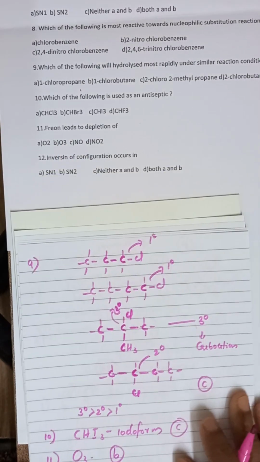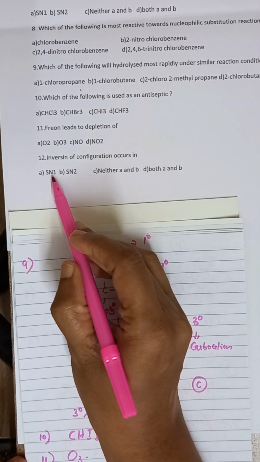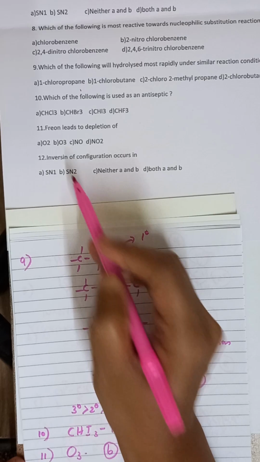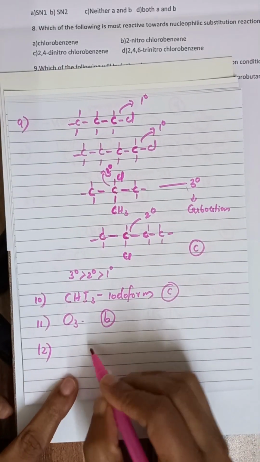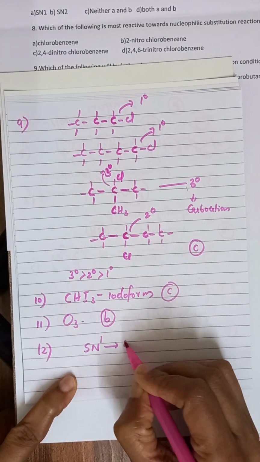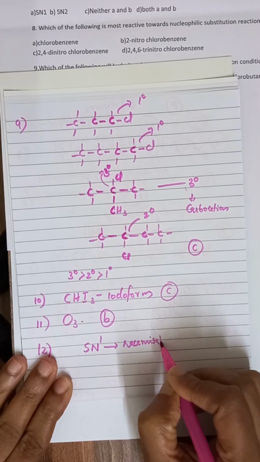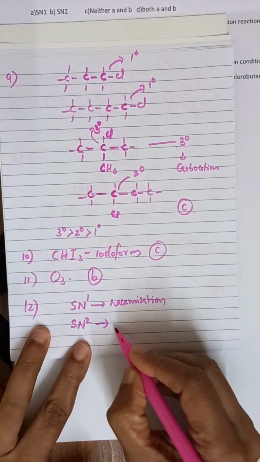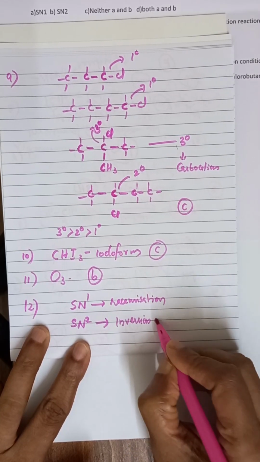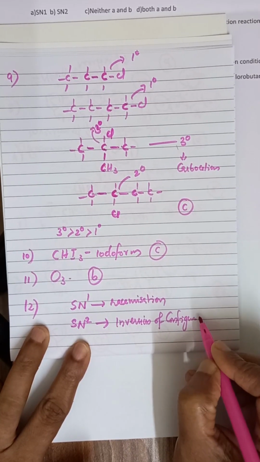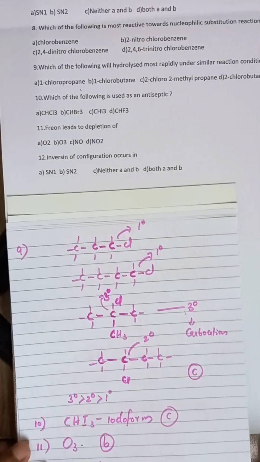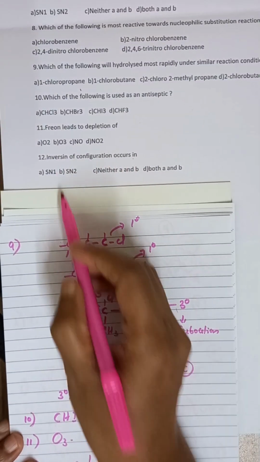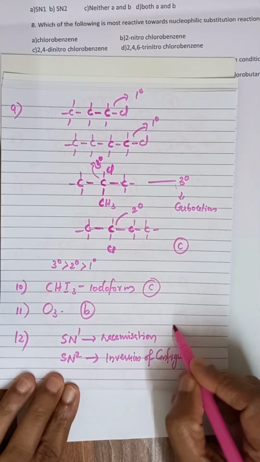Then the 12th question. Inversion of configuration occurs in SN1, SN2, neither A nor B, or both A and B. Inversion of configuration occurs in SN2. We have already seen that the SN1 reaction proceeds through racemization, and the SN2 reaction proceeds through inversion of configuration. So option B is the answer.